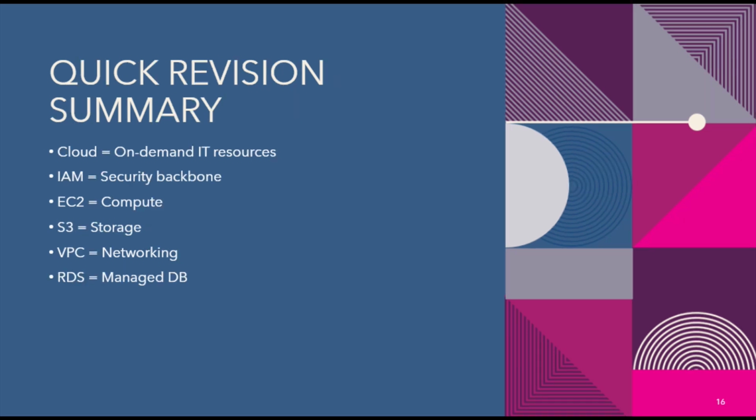Quick revision summary. To summarize, cloud provides on-demand resources. IAM handles security. EC2 is for compute, S3 for storage, VPC for networking, and RDS for databases. These services form the foundation of AWS.